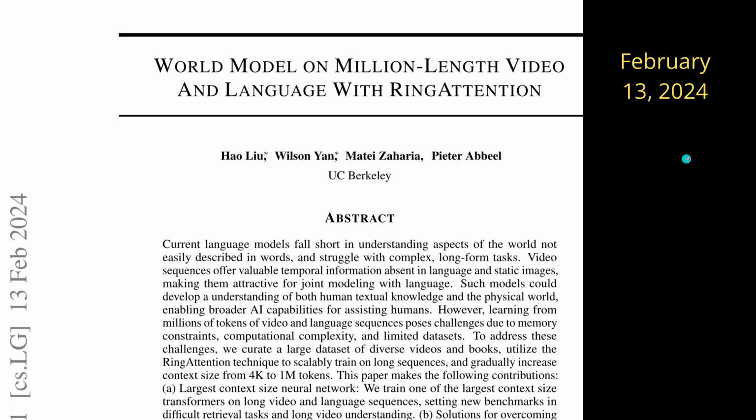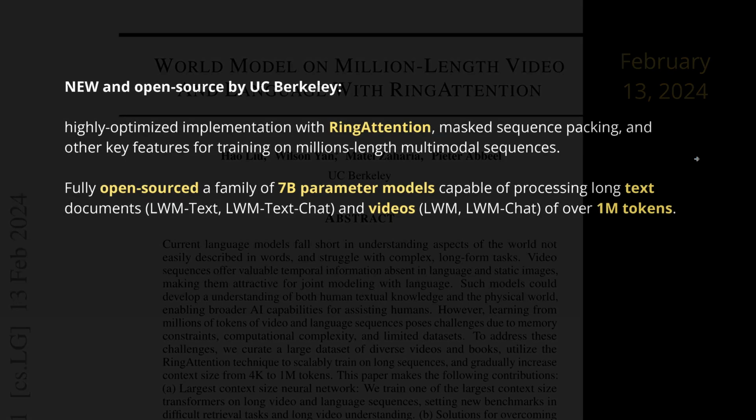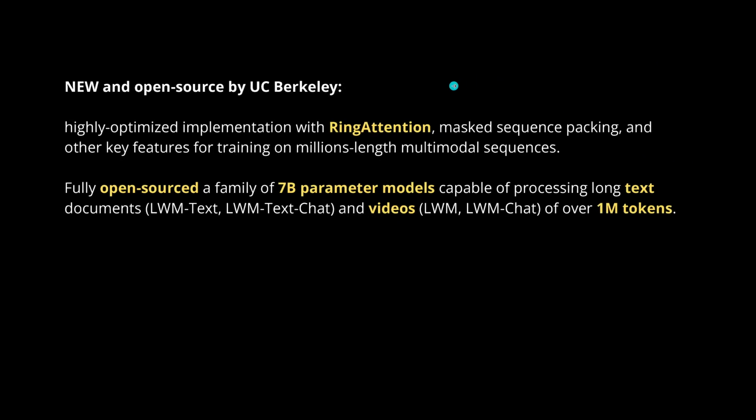And I hope you did not miss out on this very particular beautiful archive paper. Because what UC Berkeley gave us in an open source is a highly optimized implementation here of the ring attention, mask sequence packaging, other key features for training here, millions length multi-modal sequences. And they not just gave it the code, but they also pre-trained and fine-tuned it.